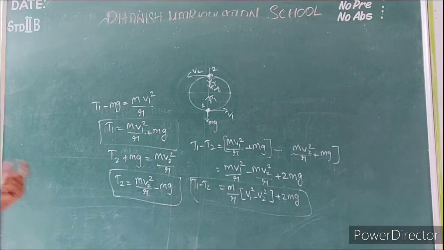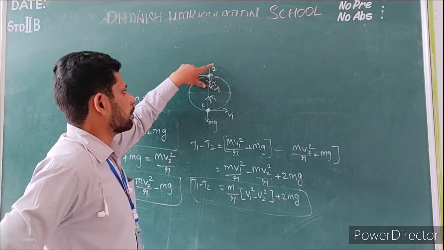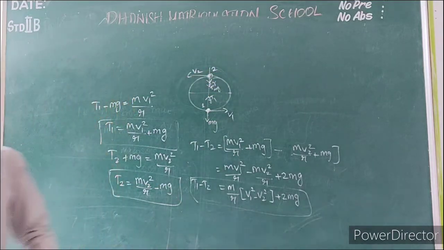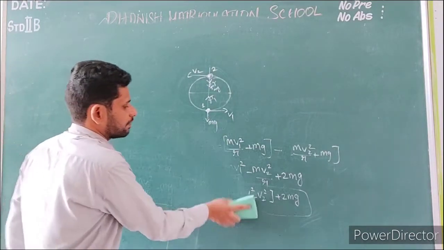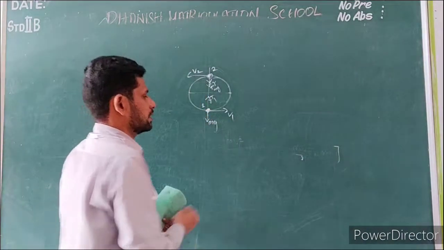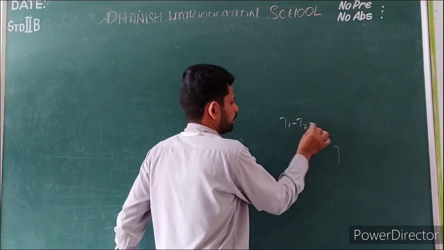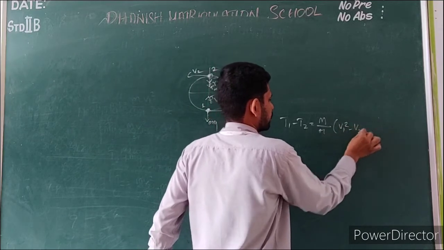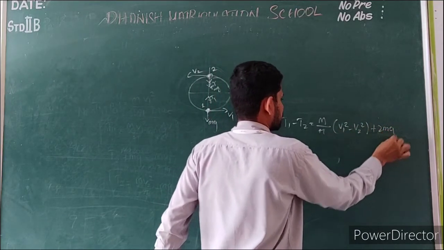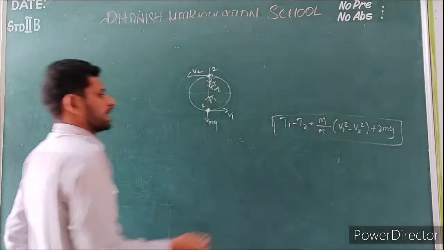Now we have to calculate what v1 squared and v2 squared are. The total energy of the system will be equal for the bottom and the top. So we can take the sum of the potentials at the lowest point. T1 minus T2 will be equal to m by r times v1 squared minus v2 squared, plus 2mg. This is the tension force acting in those directions.